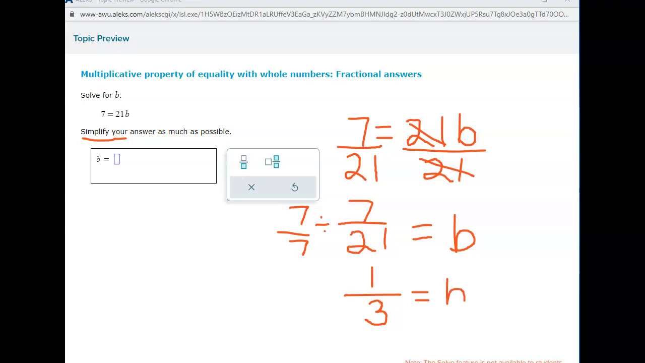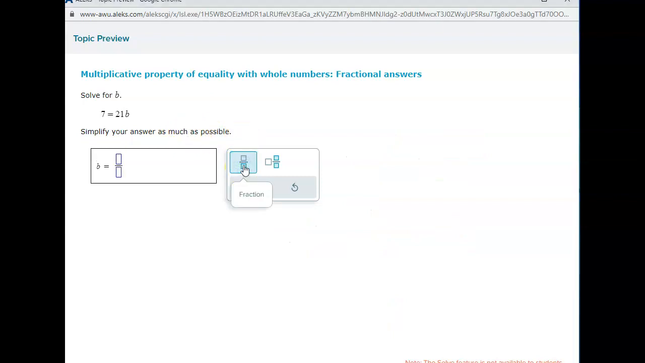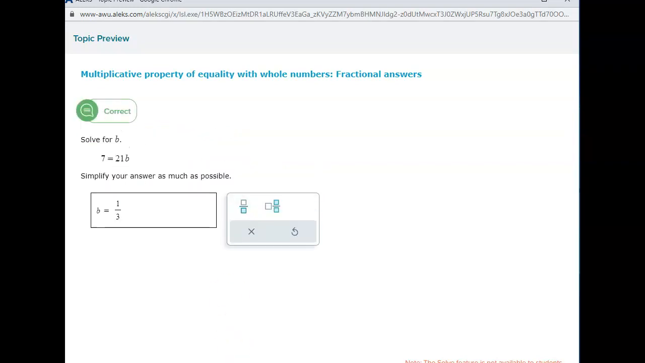So b equals 1/3. So let's go ahead and enter our answer to see if we're correct. And there you go.